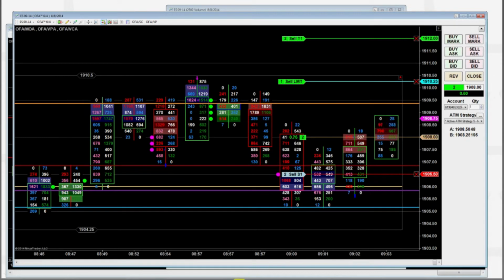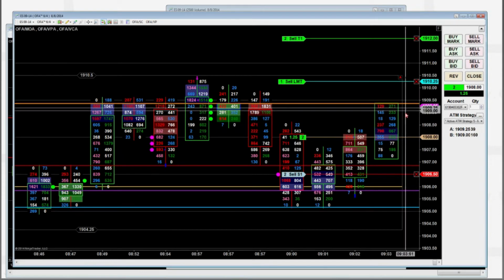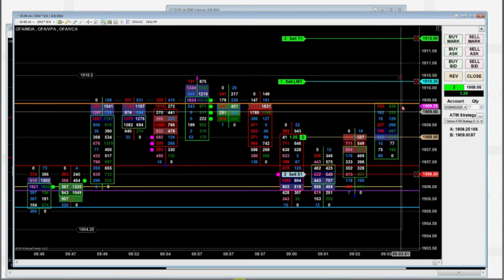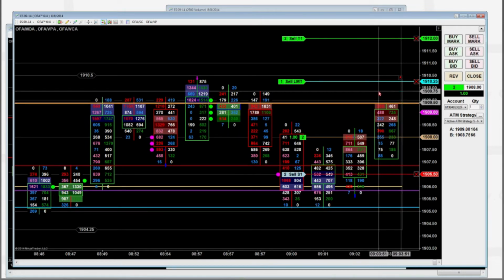All right, I want to see this get to at least 1909, 1909 quarter. Okay. This is opening swing high. Now I want to see it pop above opening swing high. 1909 quarter. Come on, baby needs shoes. Baby needs shoes. Come on.